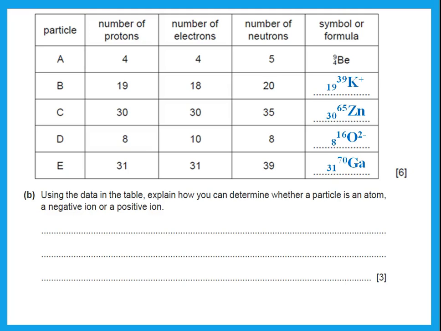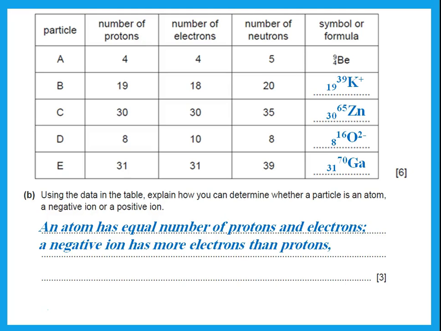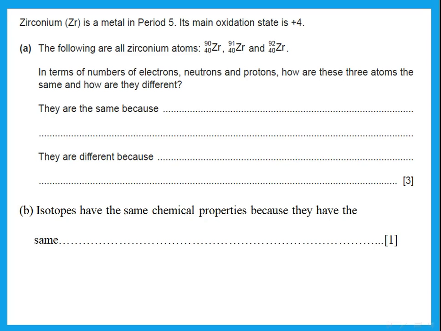Okay. Using the data in the table, explain how you can determine whether a particle is an atom, negative ion, or positive ion. Again, remember, how do we determine if something is an atom, negative ion, or positive ion? An atom will have equal numbers of protons and electrons. A negative ion has more electrons than protons, and a positive ion has less electrons than protons. Okay? Okay. The other question.